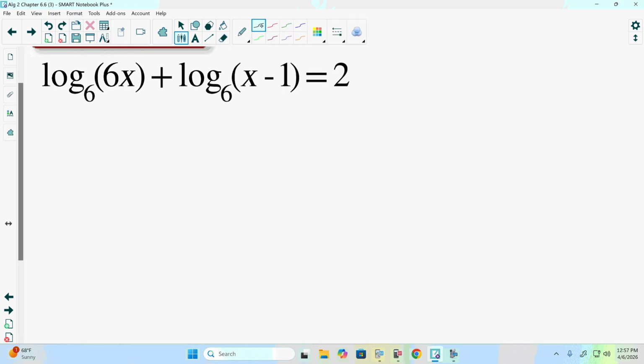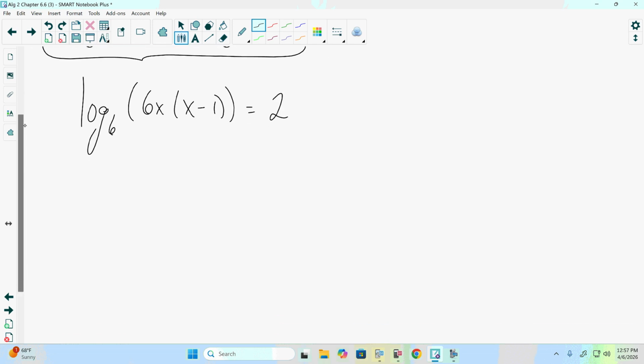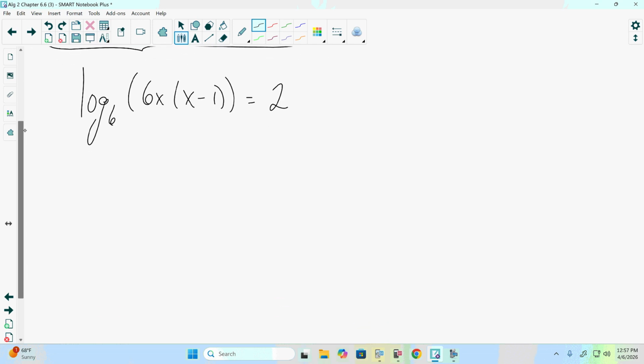Log base 6 of 6x plus log base 6 of x minus 1 equals 2. Focus up here. Now the first thing we need to do is rewrite this as a single logarithm. Since I have two logs with the same base being added together, we can rewrite it as a single log with what's inside those logarithms being multiplied together. So we'd have log base 6 of 6x times x minus 1.